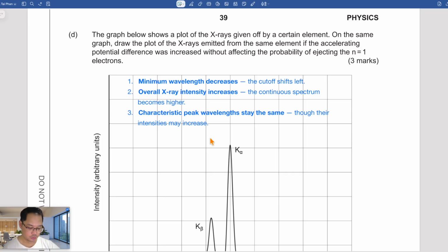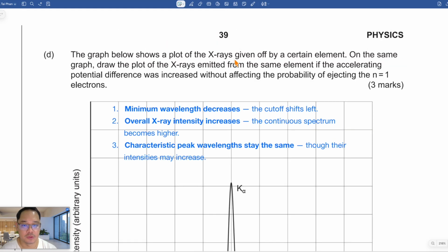Let's move on to part D of this question. The graph below shows a plot of the X-rays given off by a certain element. On the same graph, draw the plot of the X-ray emitted from the same element if the accelerating potential difference was increased without affecting the probability of ejecting n equal 1 electrons. So the point is we increase the potential difference, which is used to accelerate the electron.